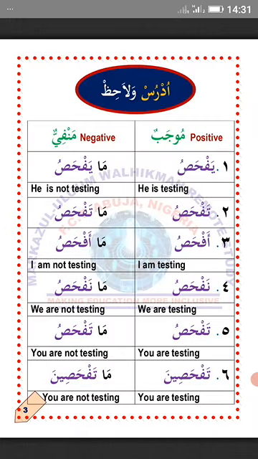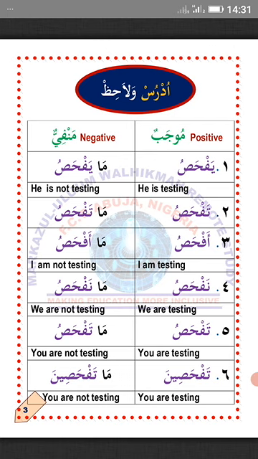Udrus, learn, walahiz, and observe at the same time. Mujabun, positive. Manfiyun, negative. Mujab, positive, is the state of a sentence in Arabic that means something is happening. Manfiyun, negative, is the state of a sentence in Arabic that means nothing is happening.